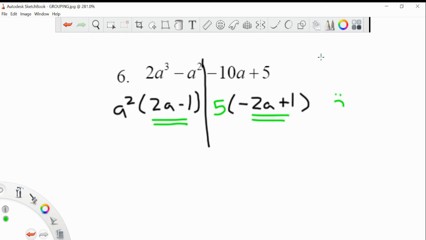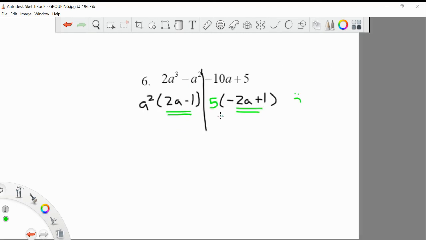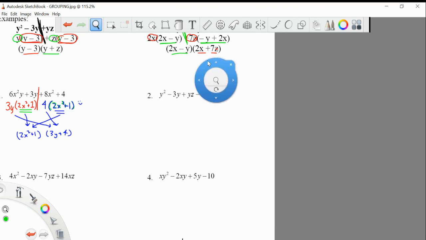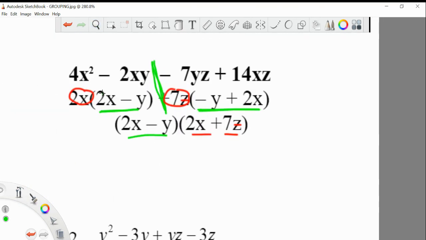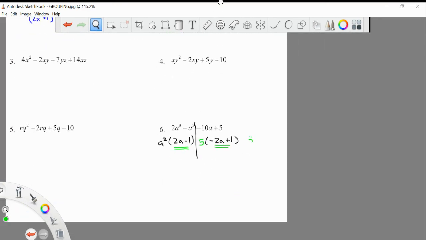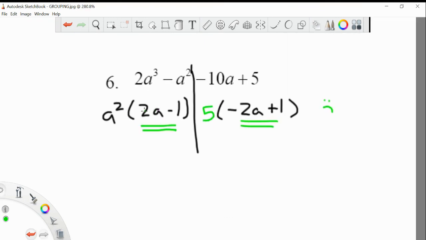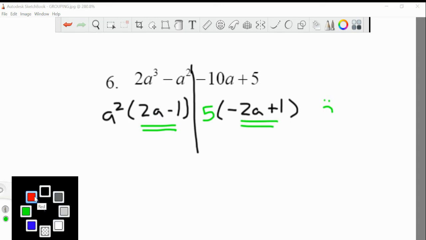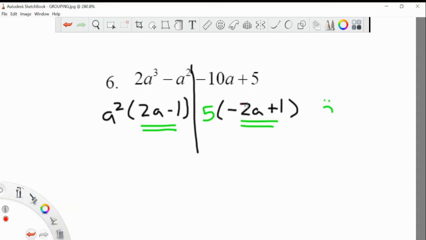Now, before, if we go back up, sorry, I got to zoom in, it takes me a second. If we go back up here, we decided that this was the same, right? But that's because that's a positive 2x, negative y, negative y. So it's all the same parts. They're just backwards. Down here, though, we've got different parts. We've got plus 2a, minus 2a, minus 1, plus 1. So these are actually different. So we need a strategy to fix this issue.